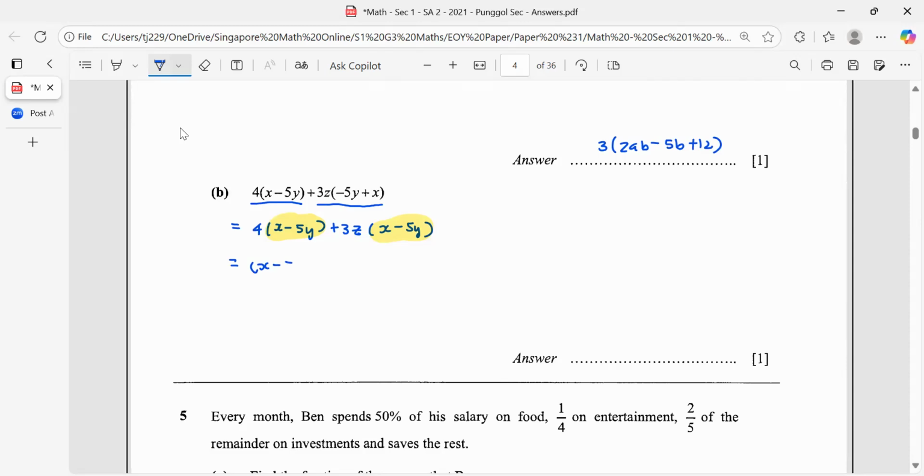So taking out x minus 5y, what have I left in this first part of my expression? Basically, it's 4. Okay, going to copy down the positive sign. And in the second part of the expression, if I were to divide it by x minus 5y, I will end up with 3z. So this is my answer.